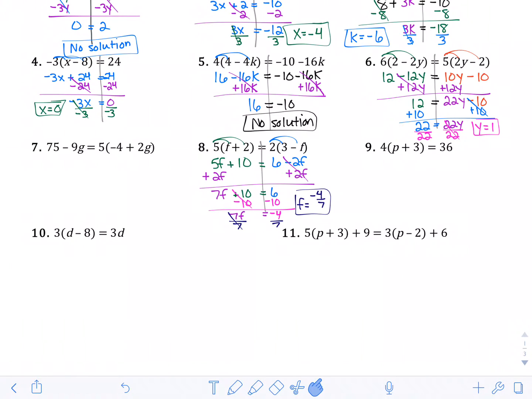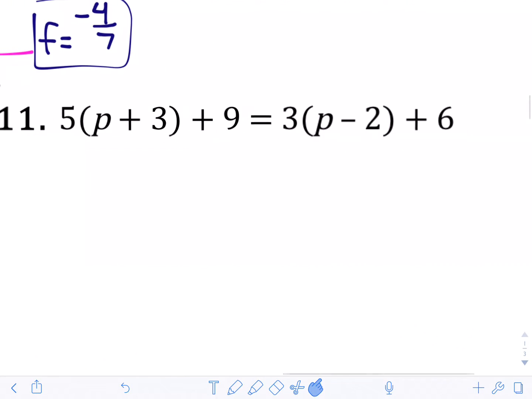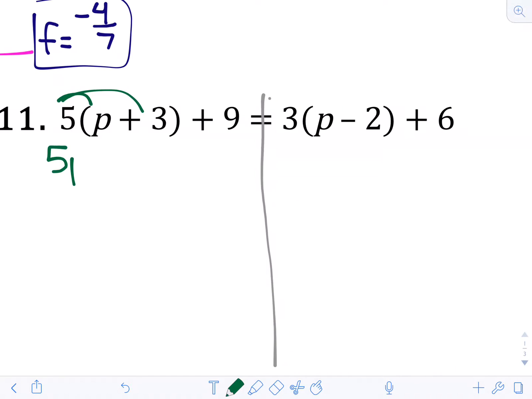Alright, let's see. And the last one that I'll do here, I'll do number 11. So I'm going to go ahead, draw my line down the equal sign. Okay, I have a couple of things I have to do here. First, I'm going to distribute this 5. So I get 5p plus 15. I still have a plus 9 that I'm not doing anything with.